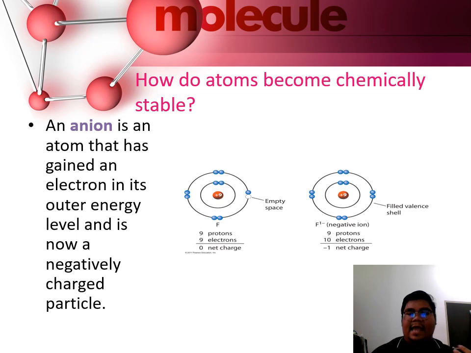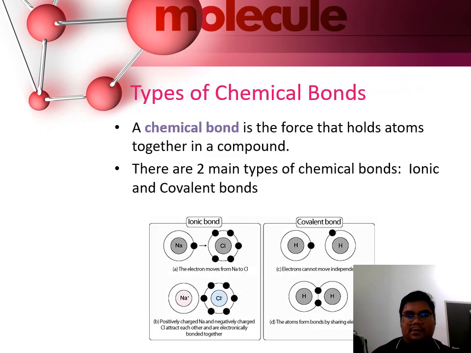And the next one is anion. The opposite of a cation, this is an atom that has gained an electron in its outer energy level and is now a negatively charged particle. There are multiple types of chemical bonds. Today we're going to learn about two of them, which are ionic bond and covalent bond. But we're going to focus more on the covalent bond.